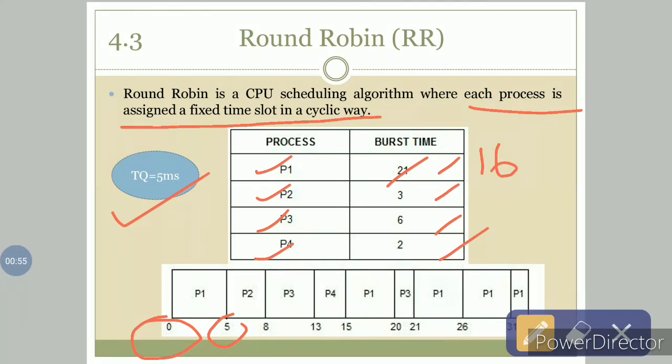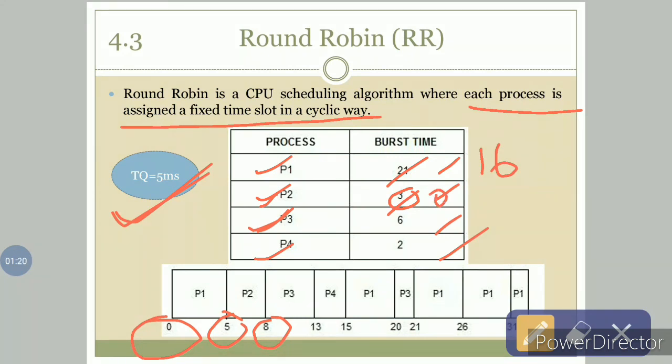Next P2 comes in and starts its execution. Since P2 requires only 3 units of time, and our restriction is 5 units of time, 3 is less than 5, so we can include the whole execution time of P2. So 5 plus 3 gives you 8 after execution of P2. This P2 executed all its units of time, so it remains 0.